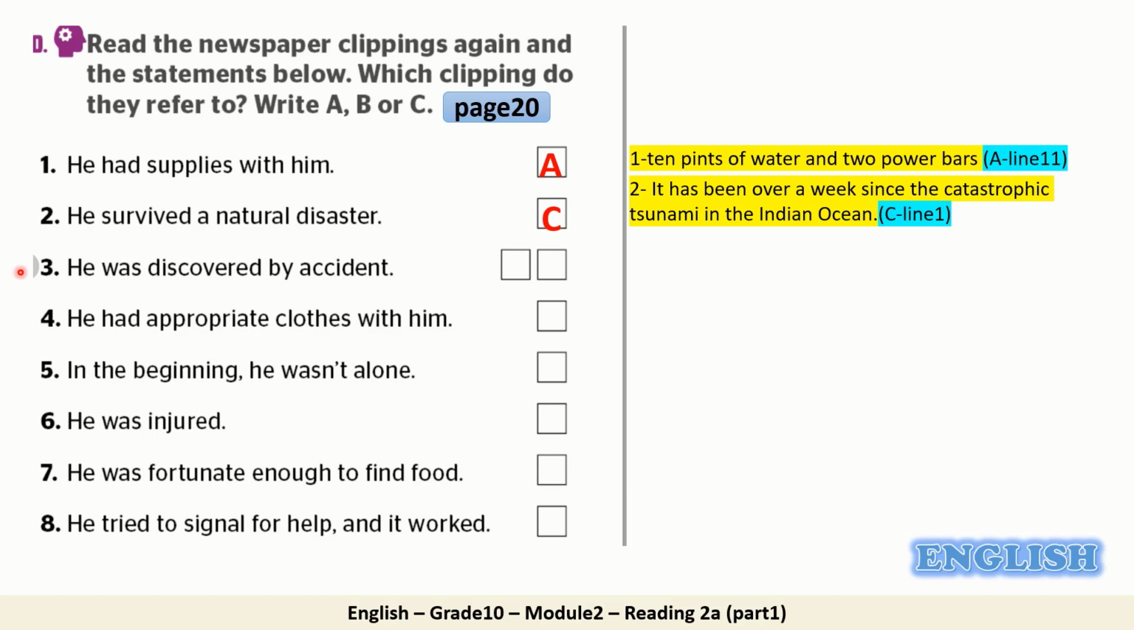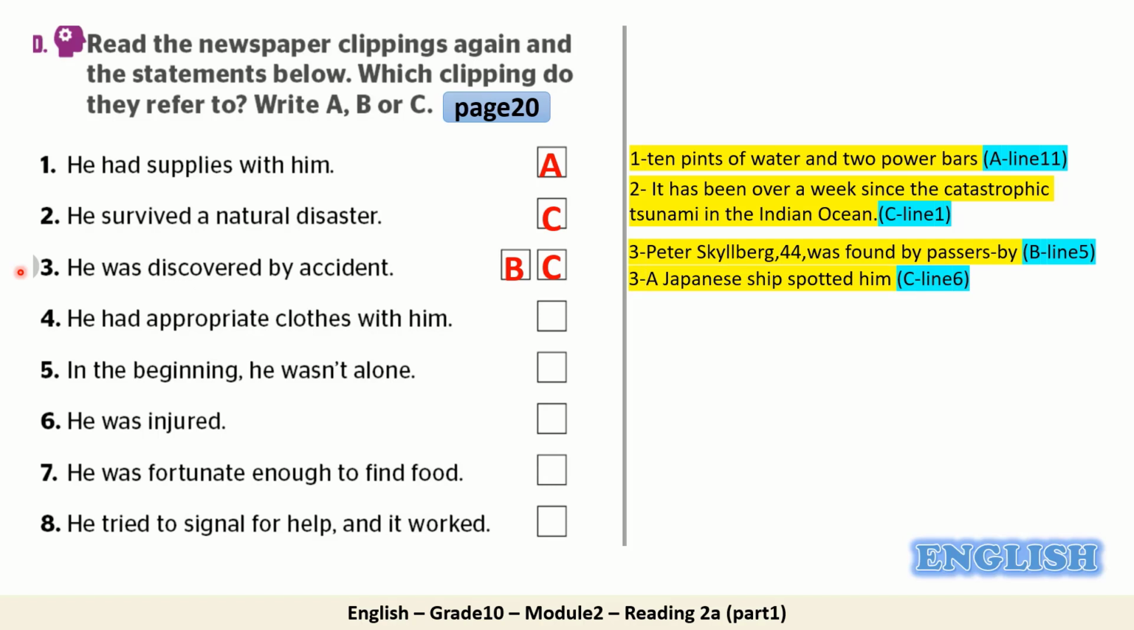Number 3. He was discovered by accident. First, in text B, and the evidence is in line 5, Peter Skilberg, 44, was found by passers-by. Then, in text C, and the evidence is in line 6, a Japanese ship spotted him. Number 4. He had appropriate clothes with him. Text B, and the evidence is in line 15. He stayed inside his warm clothes.